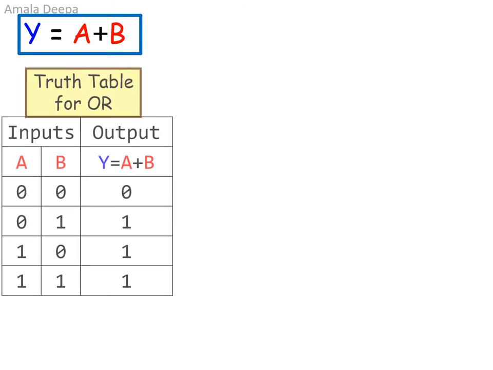Now let us form the truth table for OR operation. The inputs for the variables A and B are 0, 0, 0, 1, 1, 0 and 1, 1. The output y is 0 plus 0 is 0, 0 plus 1 is 1, 1 plus 0 is 1 and 1 plus 1 is 1. So how did we arrive at these output values for y? Let us see an example.